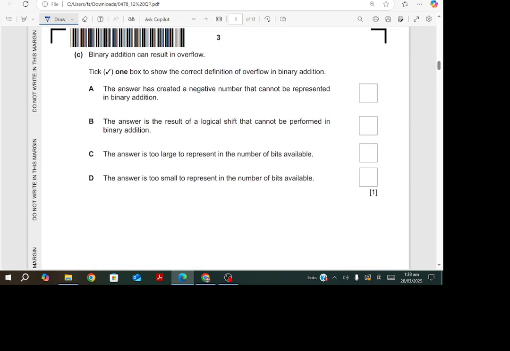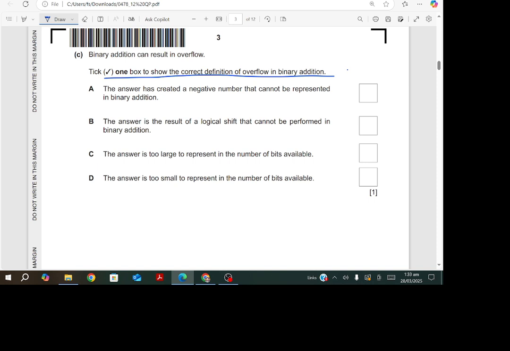Okay. Binary addition can result in overflow. Tick one box to show the correct definition of overflow in binary addition. I have already told you 2 to 3 different definitions which are written in the marking key. Overflow occurs when the result of a calculation gives us a value which exceeds the allocated size of the register. For example, if it was an 8-bit register, then the maximum value which it can store is 255. So if the result of the calculation is greater than 255, then overflow will occur. So here we have to tick which one is correct.